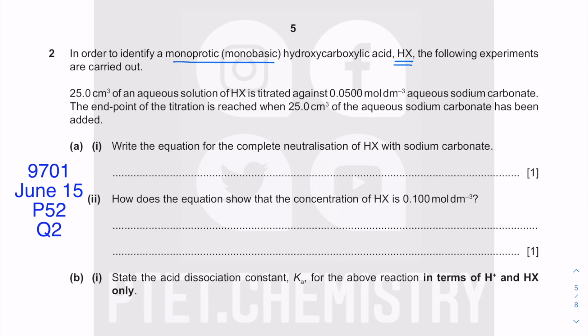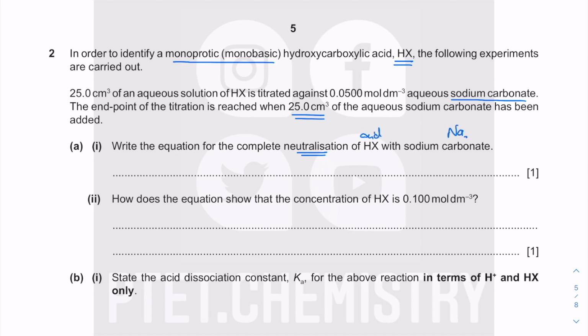So you titrate this acid against aqueous sodium carbonate. Carbonate can react with acid to give you salt, CO2 and H2O. That's something you have learned from your lower secondary science many years ago. All right. So the endpoint of this titration is reached when you have this much of the aqueous sodium carbonate. So write the equation for complete neutralization of the acid with the sodium carbonate.